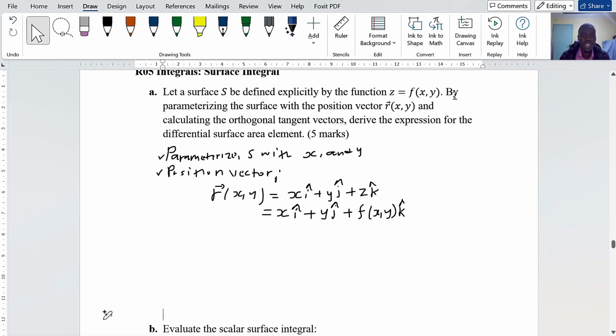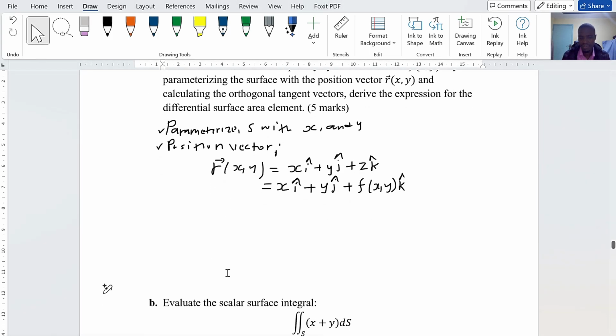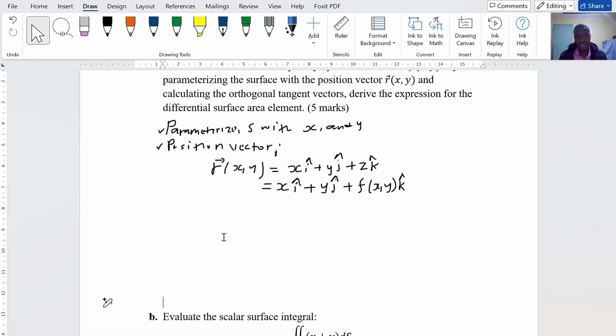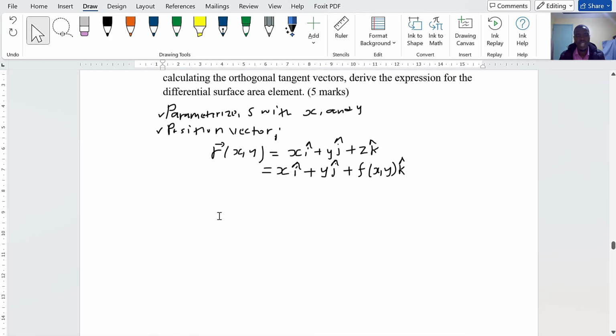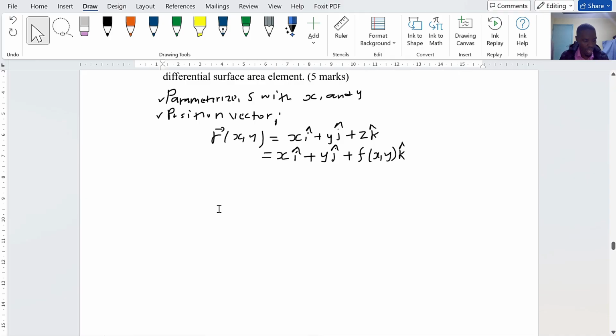Now the position vector, as we are told, is a function of x and y, meaning it will be xi plus yj plus zk. And z is given by, because our surface is defined explicitly by the function z, which is a function of x and y. So once we can get the differential element dS, then we are good to go.